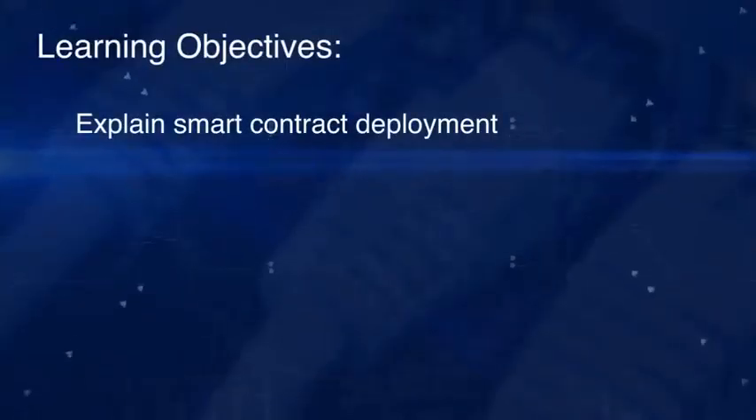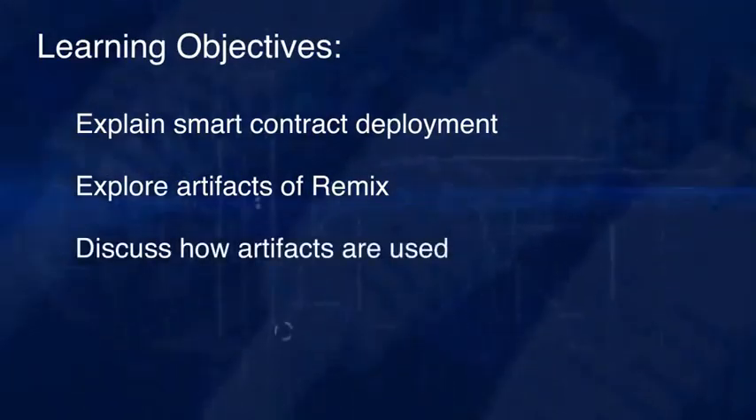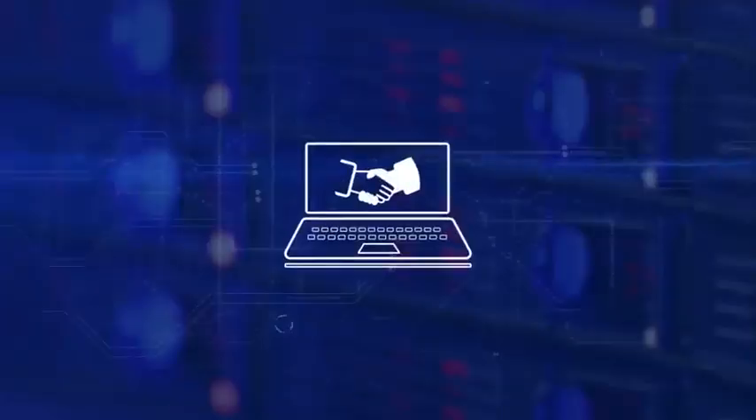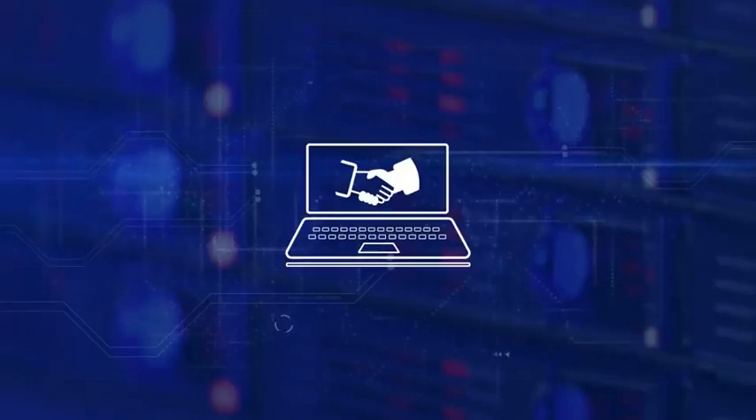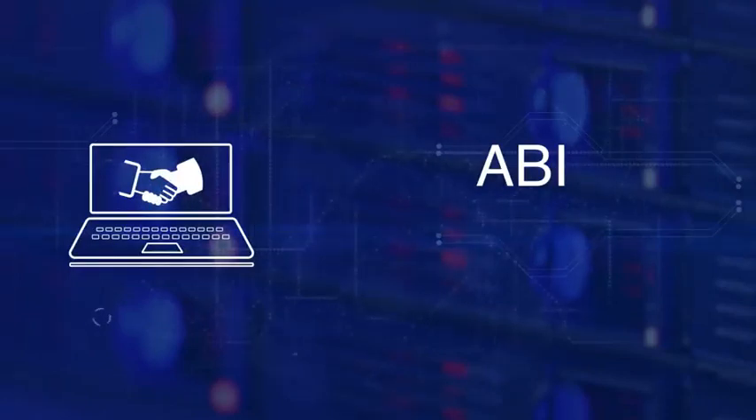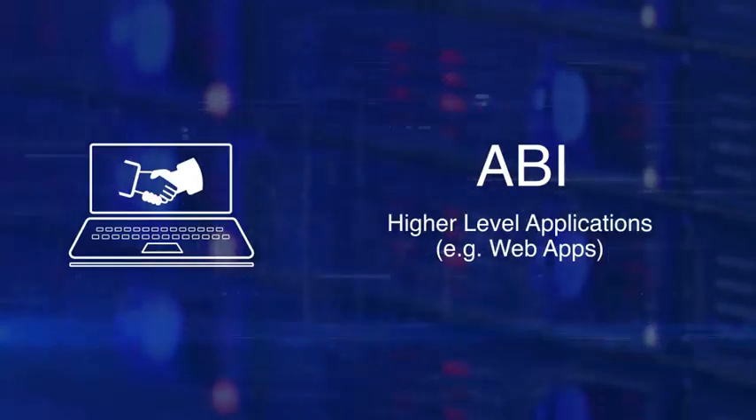On completion of this lesson, you will be able to explain the smart contract deployment process, explore the artifacts generated by the Remix compile process, and discuss how these artifacts are used to deploy and interact with a smart contract. Let us start by getting into the smart contract deployment process. First, a smart contract solution is written in a high-level language and compiled to bytecode. An ABI is also generated for high-level language applications, for example web apps, to interact with the binary smart contract.